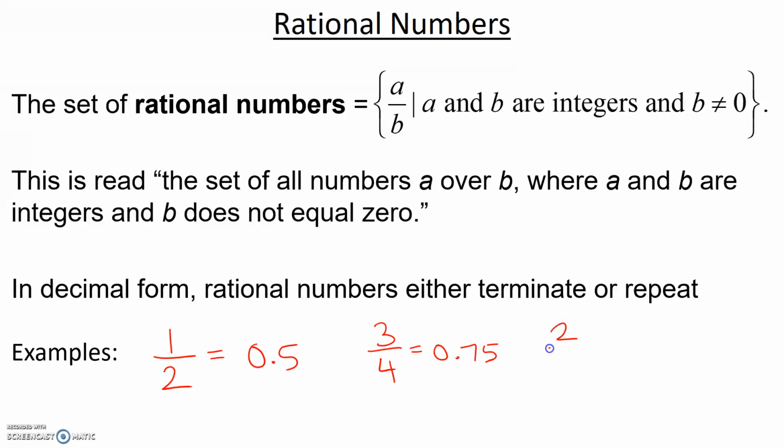Let's take a look at a rational number, 2/3. 2/3 again is a rational number because a and b are both integers and b is not equal to 0. In decimal form, this is 0.66666666, or 6 repeating. Rational numbers either terminate, such as 0.5 or 0.75, or repeat, such as 0.6 repeating.